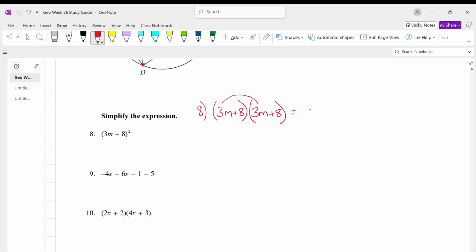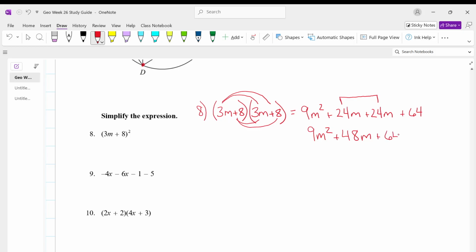So 3m times 3m is 9m squared. And 3m times 8 is 24m. 8 times 3m is another 24m. And then we get 8 times 8, which is positive 64. We then combine our like terms in the middle. So we get 9m squared plus 48m plus 64.